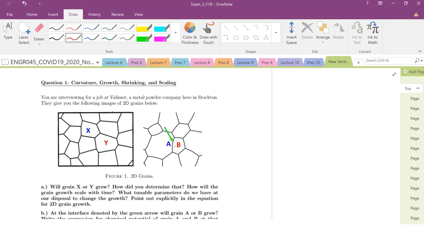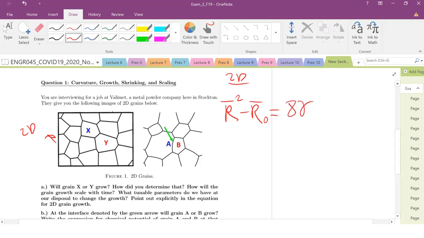So first, let's answer the first part of this question. Will grain X or Y grow? So this is a 2D grain. So we know if we have a 2D grain, we have this equation for grain growth. So we might as well write it out right now. So R bar squared minus R naught, so the average particle size here minus the initial average particle size, squared equals 8 times the surface tension of the grain boundary, M T over K. This is a constant, and we'll dive into it.